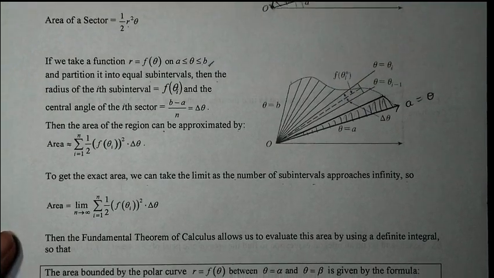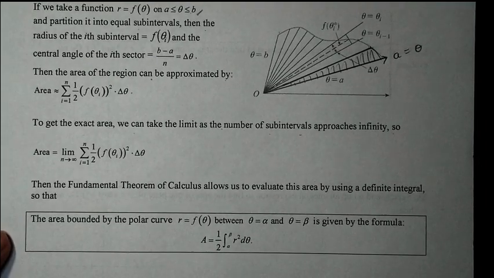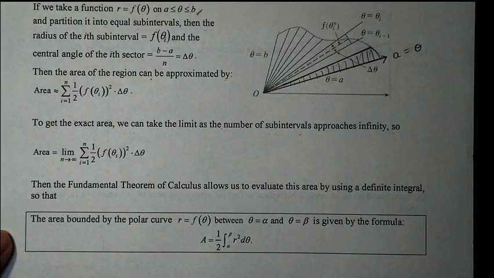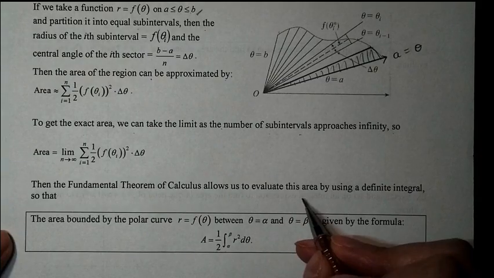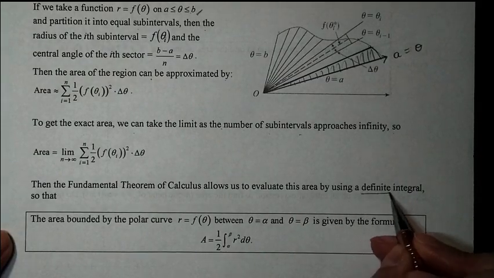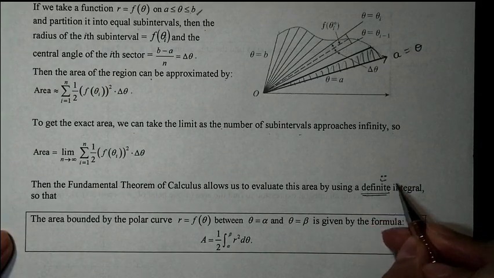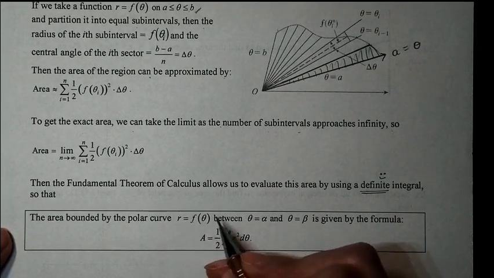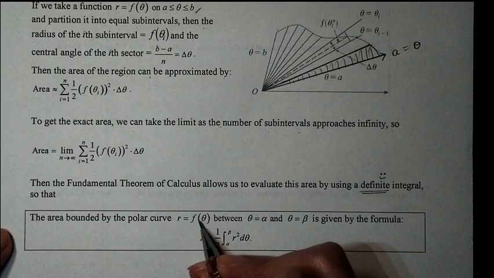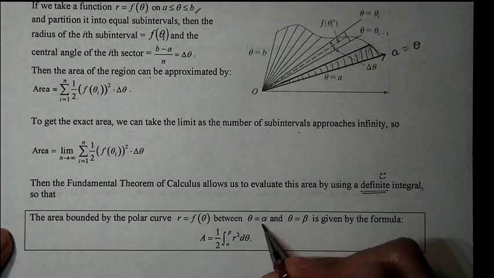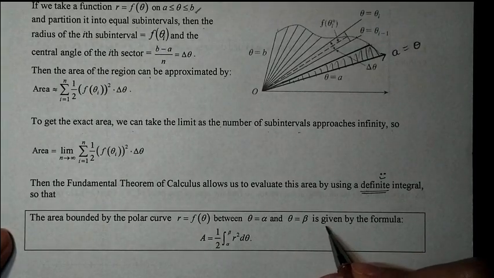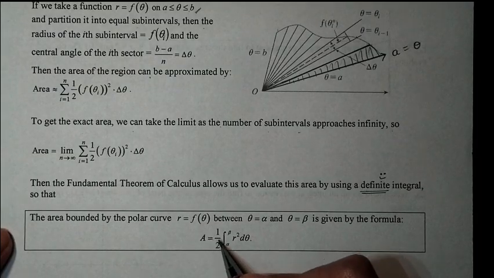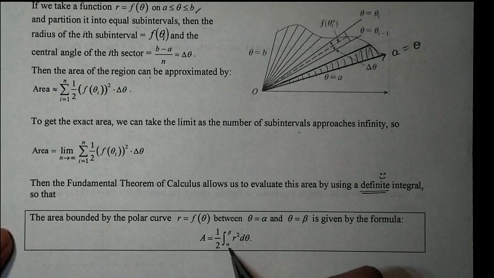If we do infinitely many sub-intervals, we're never going to end. So the fundamental theorem of calculus, as usual, is here to save the day, okay? This will allow you to evaluate the area by using a definite, happy face integral. So the area bounded by the polar curve r equals f of theta, between, let's call it, angles alpha and beta, is given by the formula: area equals 1/2 integral from alpha to beta of r squared d theta.